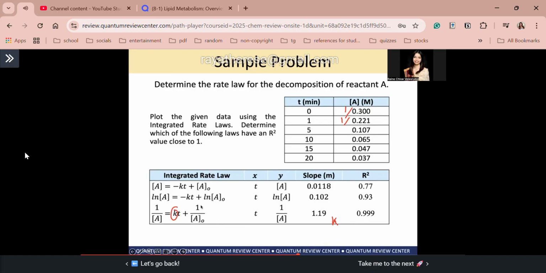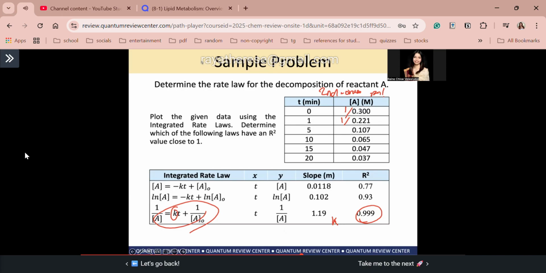Now, you get the R squared for this equation, and you will get 0.999. Guys, this is very close to 1, right? 0.999. Ano masasabi natin? Yung equation for the second order integrated rate law is a perfect fit to our given data. Ano masasabi natin, guys? Yung decomposition ng reactant A given this data is a second order reaction, diba? Kasi it perfectly fits the equation for our second order integrated rate law.